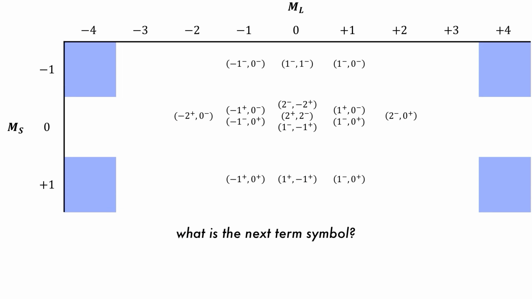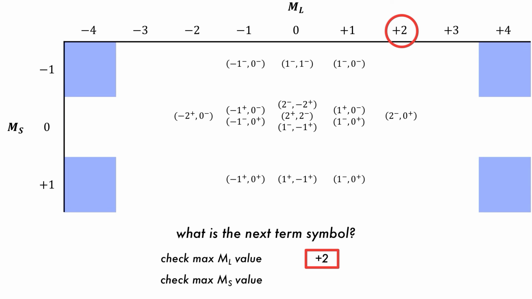Now, what will be our next term symbol? First, look at the table and find the maximum ML value remaining, which is plus 2. Then we check our available MS values, and for our ML values, all we have is plus or minus 0. So we will have a singlet D atomic state.